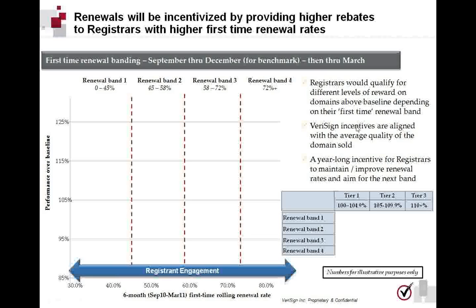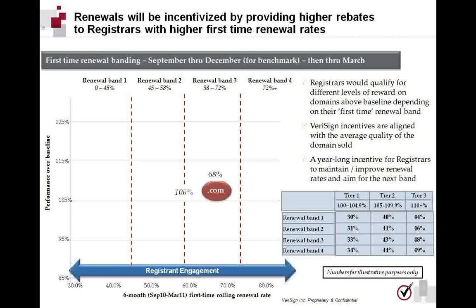There we go. There's renewal band 1, renewal band 2, 3, and 4 as it's built out into the overall table. And here you see the percentages that we'll be using based on the renewal band for the first-time renewal that we benchmark by each registrar, and where you fall in terms of a reward tier for the new units.